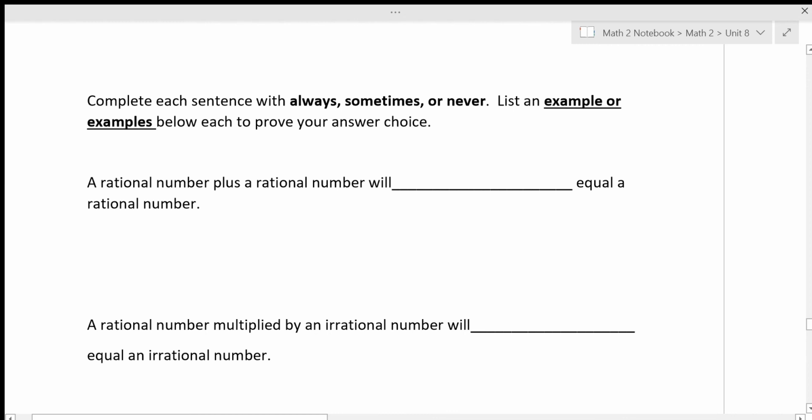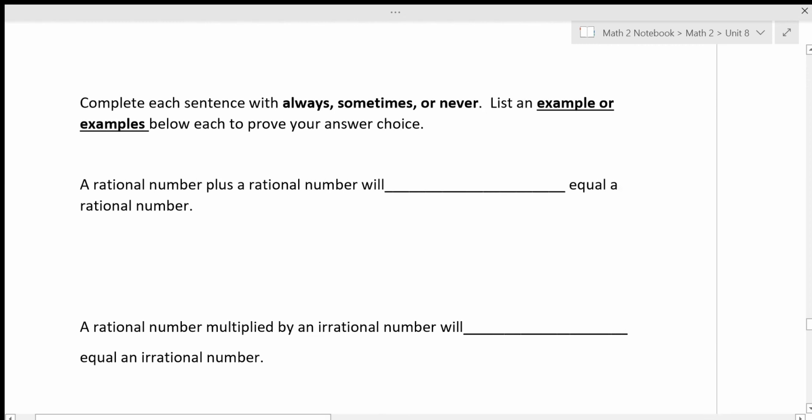Okay, so complete each sentence with always, sometimes, or never, and then list some examples to prove your choice. So our first one, a rational number plus a rational number will blank equal a rational number. So this is saying if we have 4 plus 6, we will always get an answer that is an integer, right? Or even if we have a fraction plus another fraction, we will still get a rational number. Is there any way to add rational numbers to get irrational numbers? No. So as long as we have a rational number plus another rational number, we'll always get a rational number.